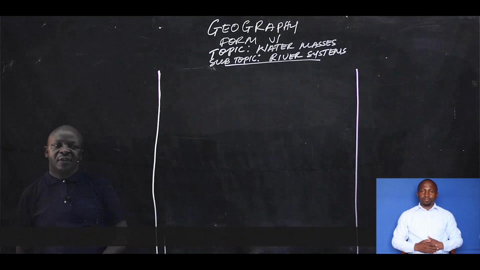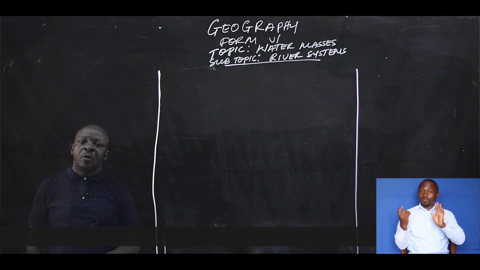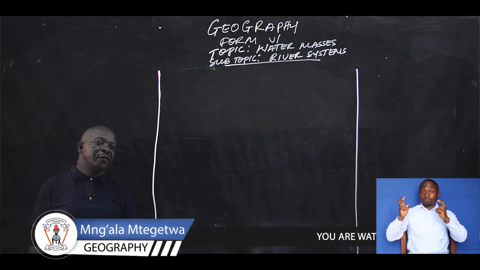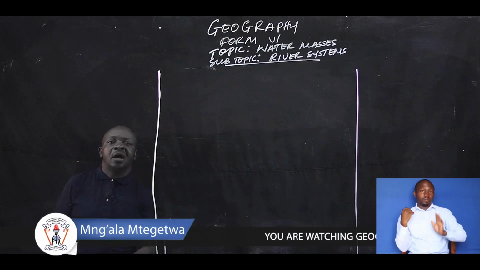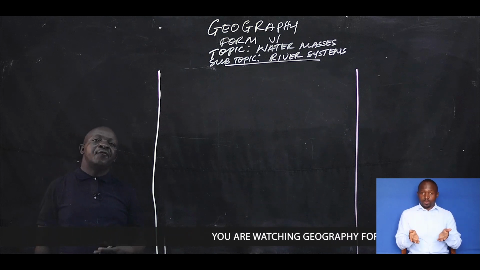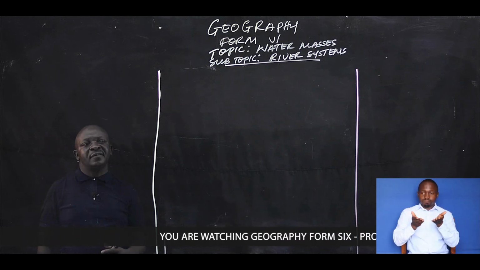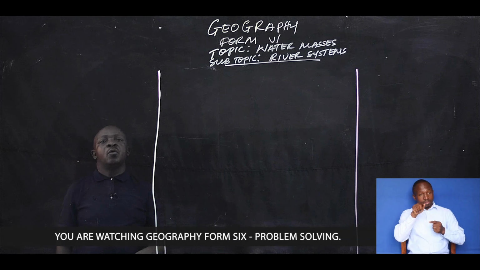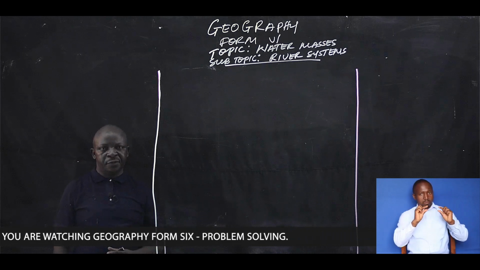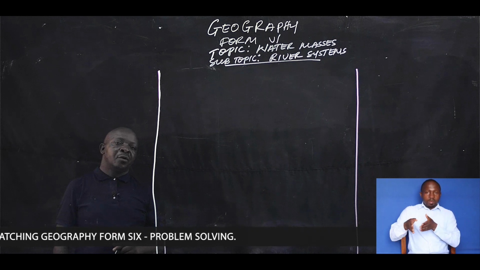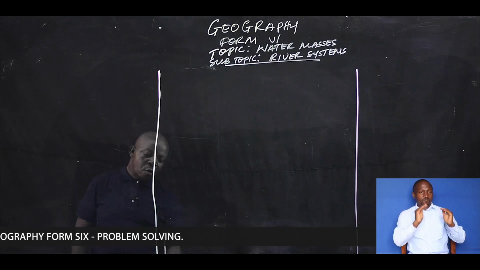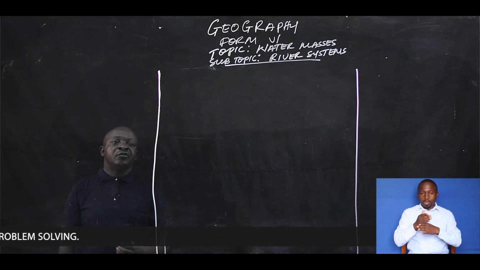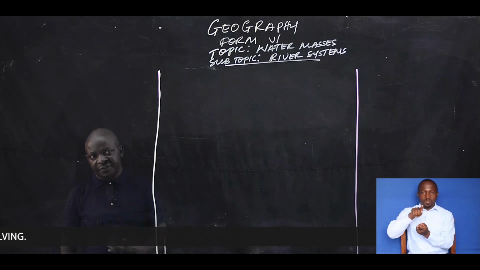Yes, my dear Form 6 students, you are warmly welcome to join this lesson related to geography for A-level students. Today, we focus on the topic of water masses, but the topic of water masses has a number of subtopics. One of the subtopics is river system. But today, we are going to concentrate on the concept of river rejuvenation. We are going to study it by taking into consideration certain guiding questions.